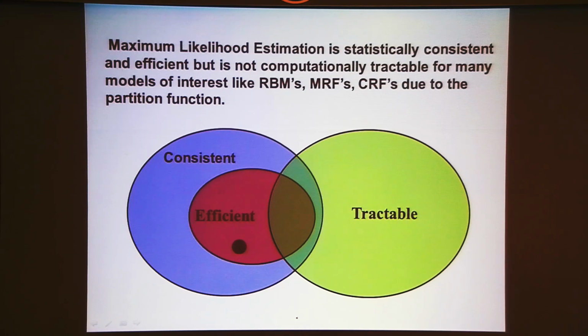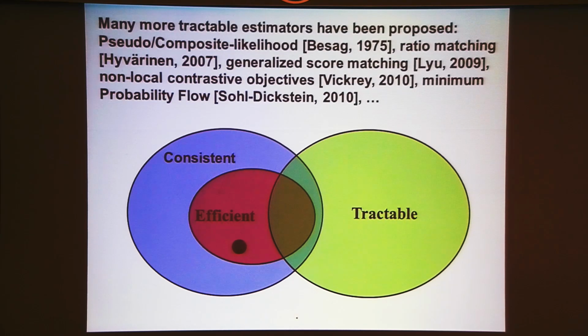Okay, it might have terms that are actually NP-hard to solve for. And so to deal with this, people have proposed a numerous set of estimators. So Julian Besag proposed the pseudo-likelihood method many years ago in Bayesian statistics.